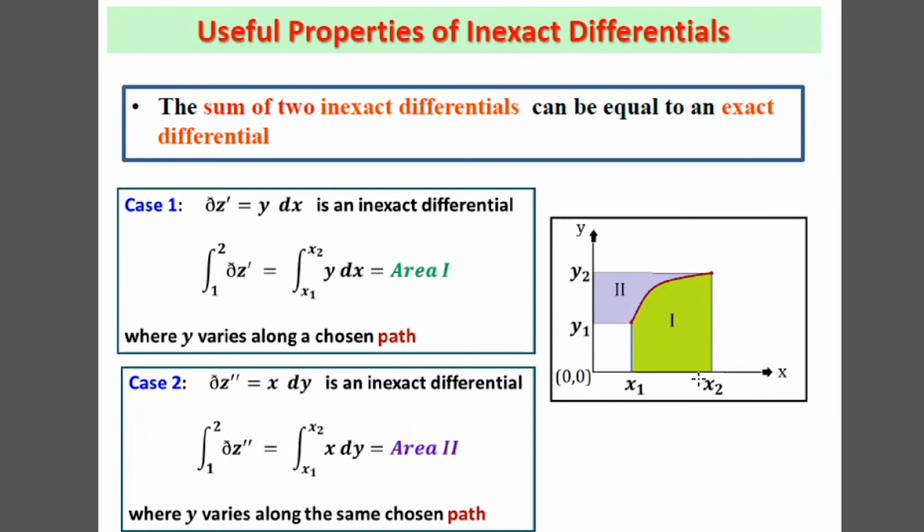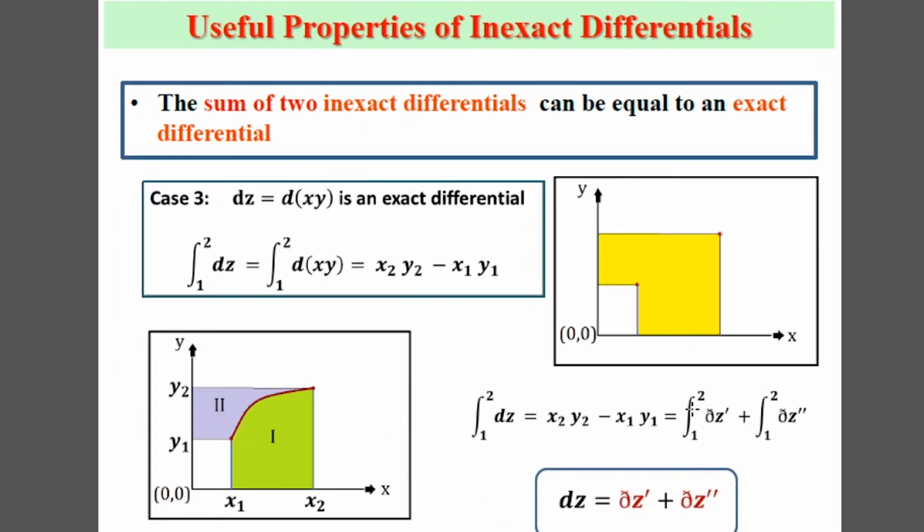So when I add these two up, the sum of the two differentials becomes equal to an exact differential. A classic example of that, I hope you remember: work and heat transfer Q are path functions, but when we add them, it becomes equal to delta U, and delta U is a state function.